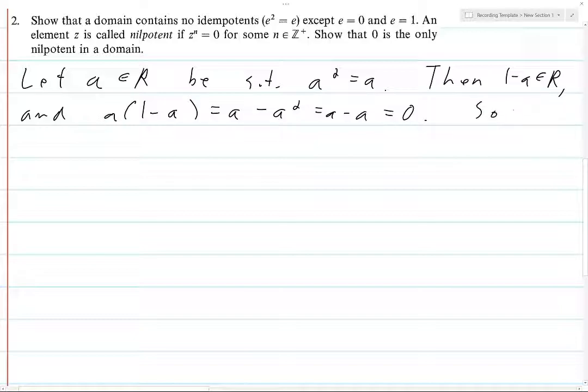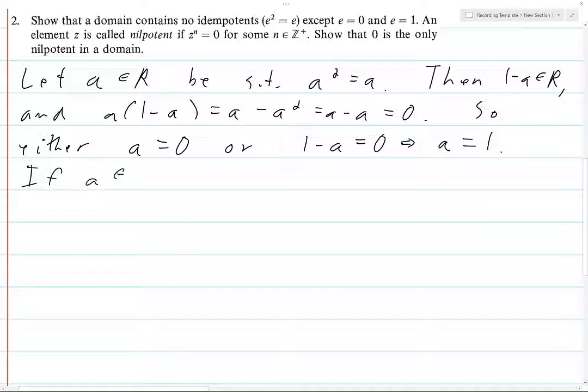So since this is a domain, either A equals 0 or 1 minus A equals 0, i.e. A equals 1. So that's the first part.